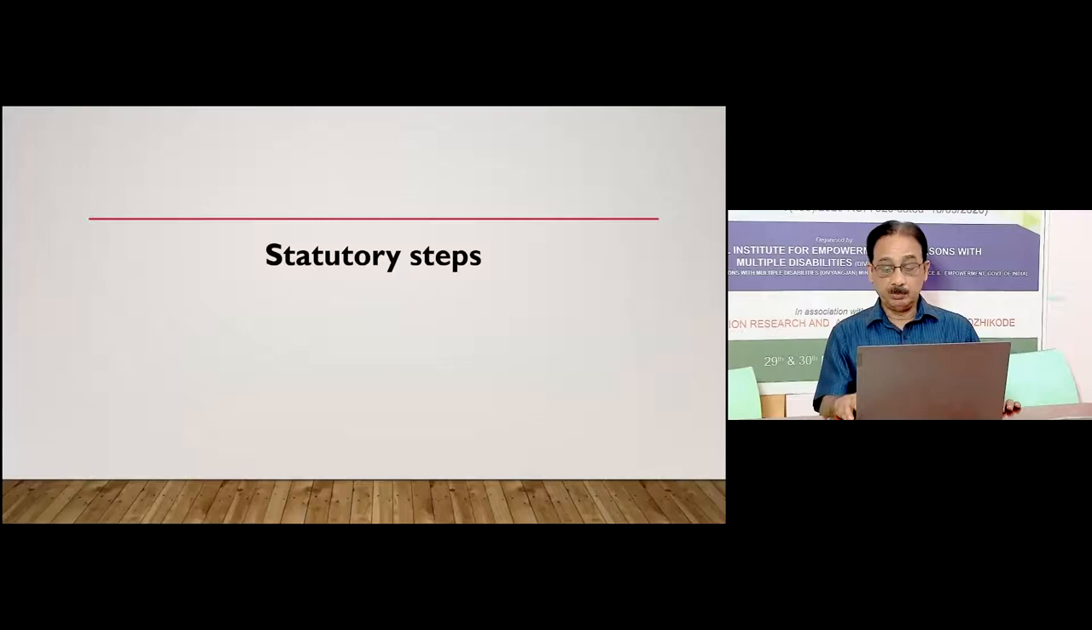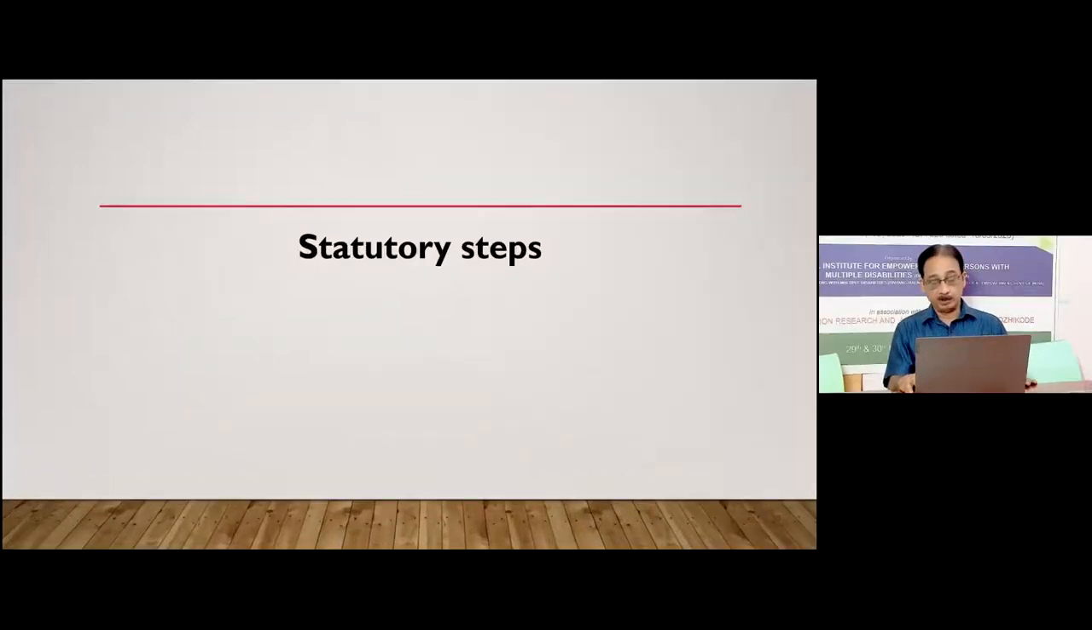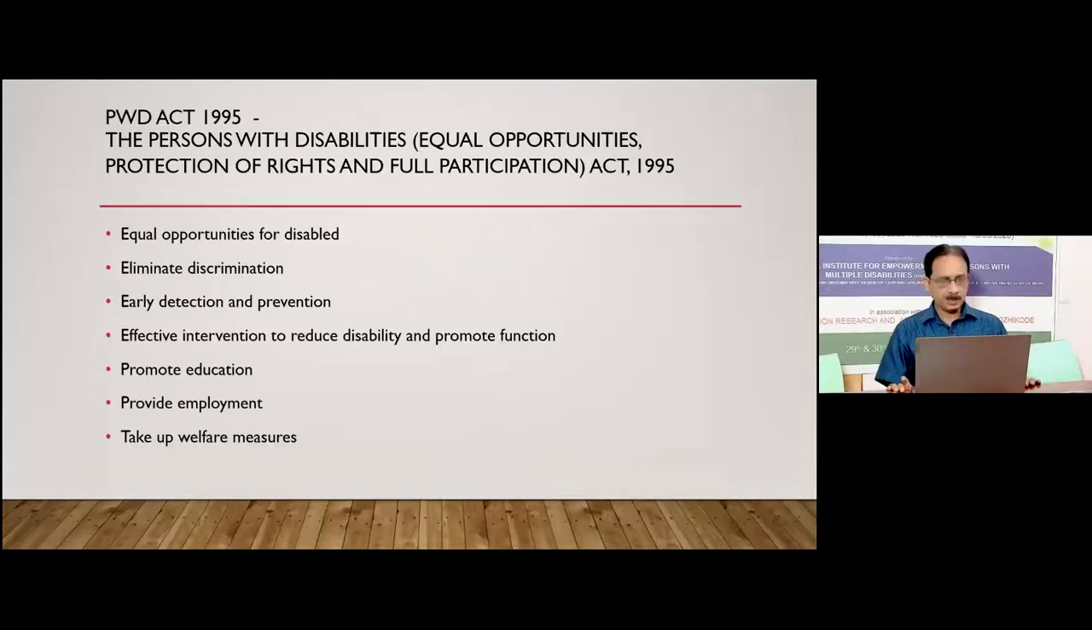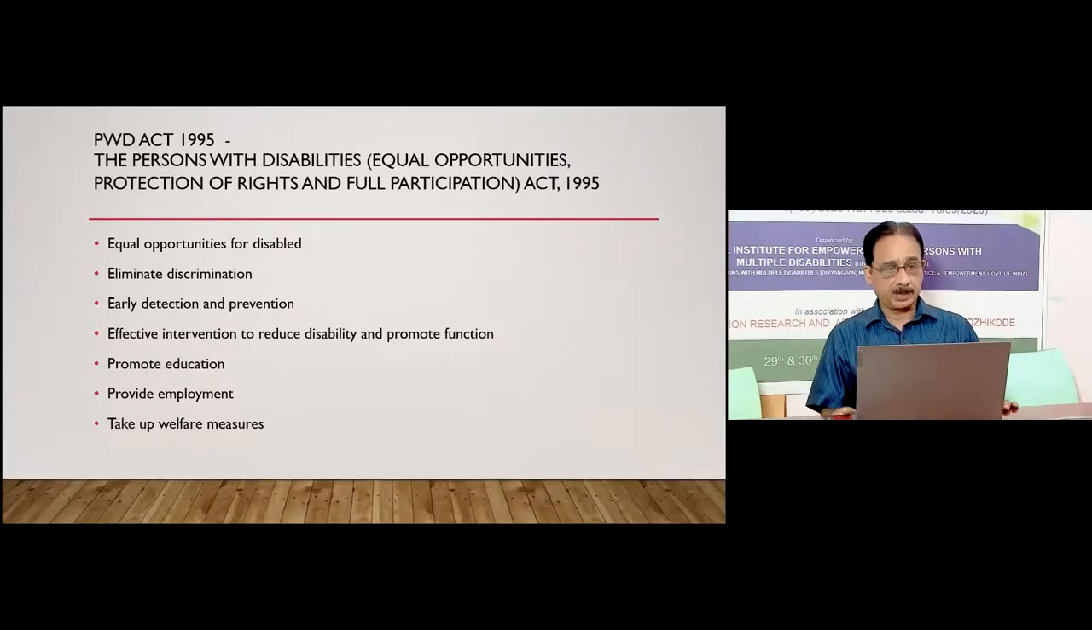Now we will come to certain statutory steps, laws made by the parliament, which are intended to help the disabled. There are so many laws, but I will confine to 3 or 4 laws. One is the PWD, Persons with Disability Act 1995. The Persons with Disabilities, Equal Opportunities, Protection of Rights and Full Participation Act 1995. This was introduced in the parliament in 1995 and passed by the parliament in 1996.